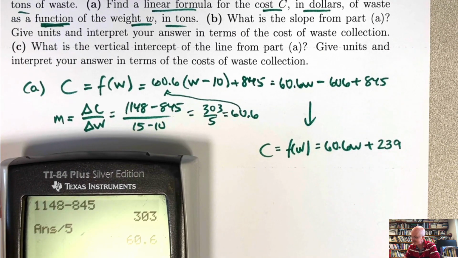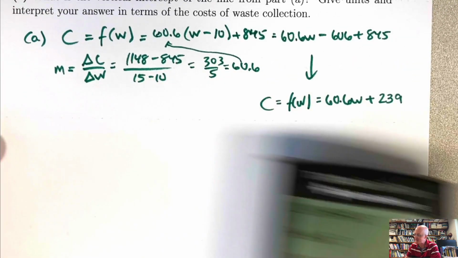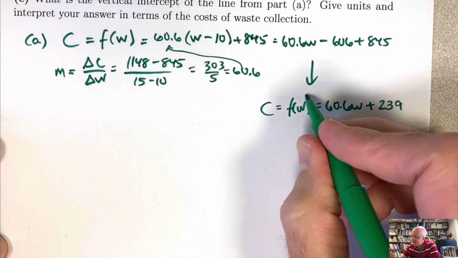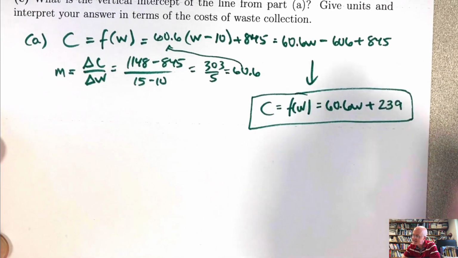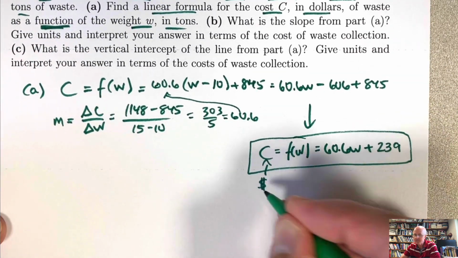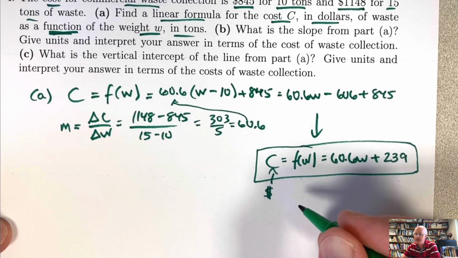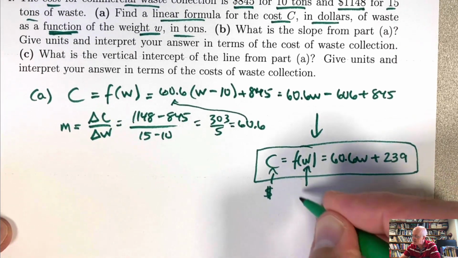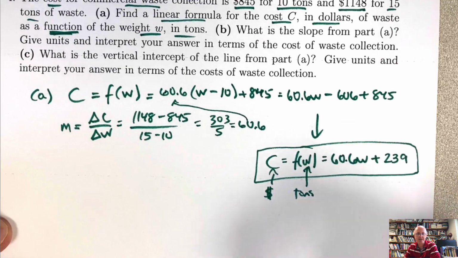Especially when you're doing a video, it might feel like, oh, I'm afraid I'm going to make a mistake in front of 1,000 people or something. Yeah, it looks like it's 239. Okay, didn't make a mistake. All right, so that looks like it's the cost C in dollars as a function of the waste, tons of waste in tons there. Okay, that's part A.